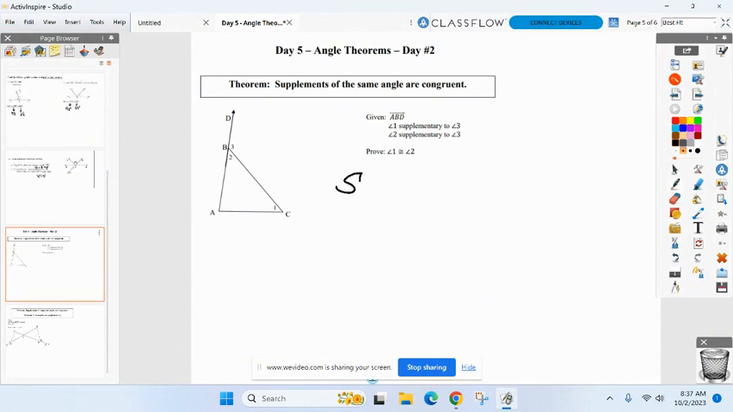Okay. You should have a blank diagram. I don't have a symbol for you to mark two angles are supplementary, so hopefully you just have a blank diagram up there. Don't put arc marks because supplementary doesn't mean congruent.